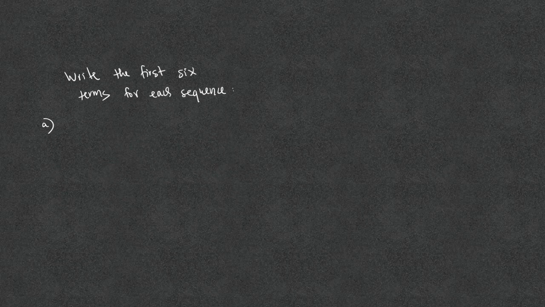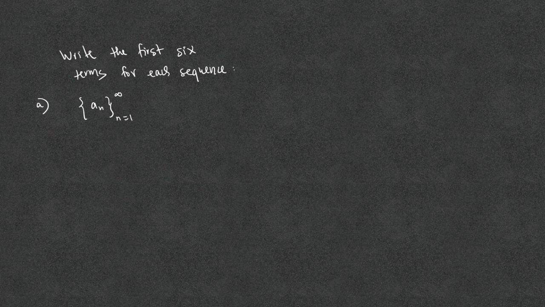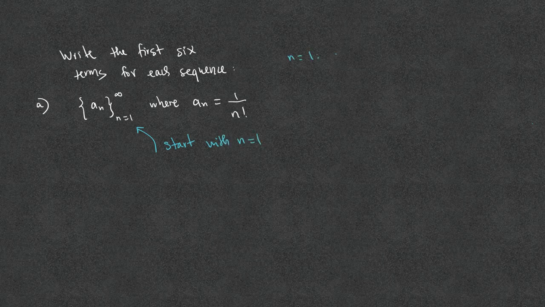Write the first 6 terms for the sequence a sub n, starting with n equals 1, where a sub n is defined to be 1 over n factorial. We start with the index n equals 1. When n equals 1, a sub 1 is 1 over 1 factorial, which is 1.